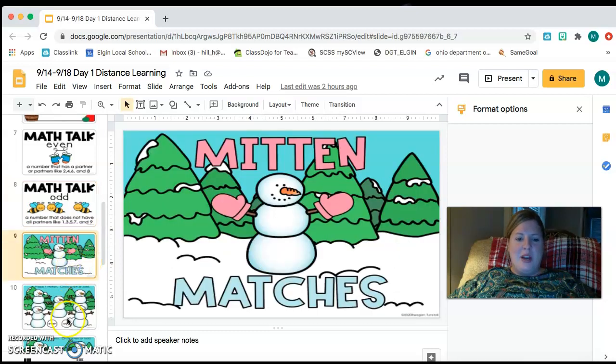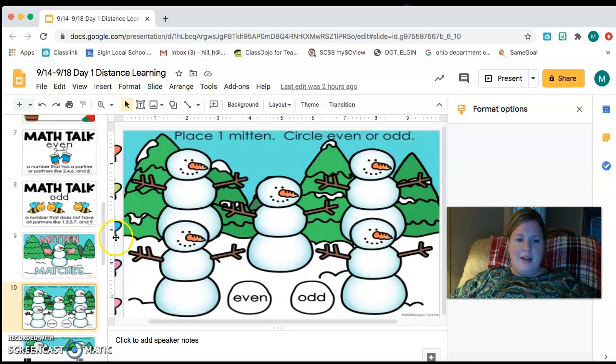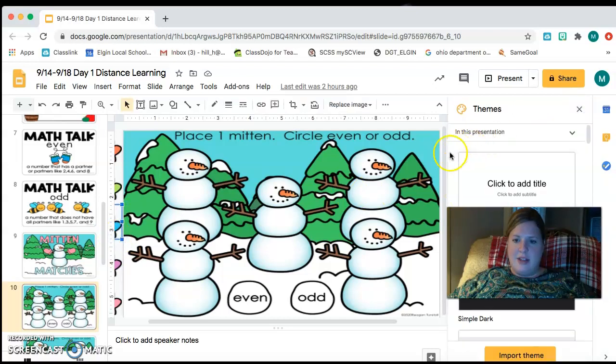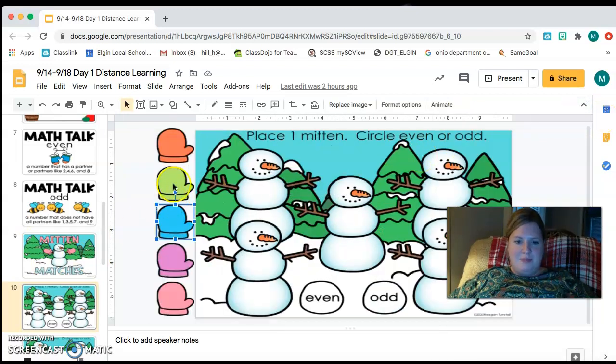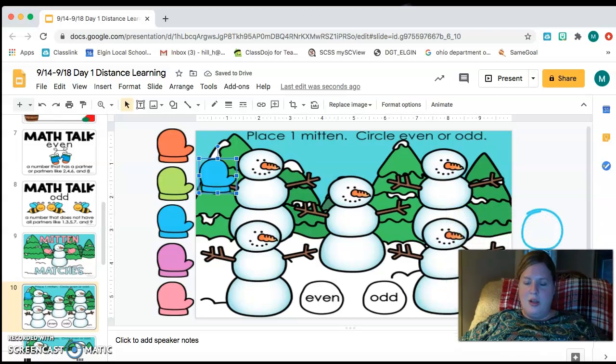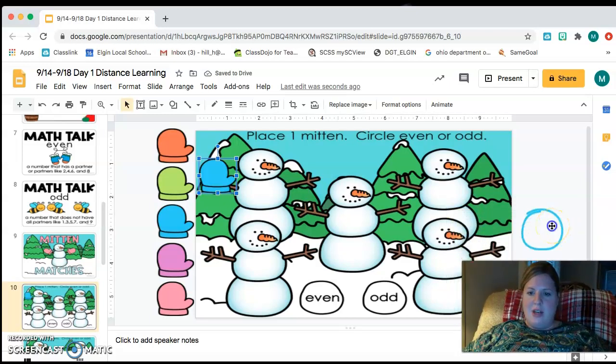So what you're going to be doing is matching up even and odd numbers. I want to move this so I can see everything. Okay, it says place one mitten, circle even or odd. So you're going to take one mitten and put it over the snowman, and then circle over here if it is even or odd. We said that number 1 is an odd number, so we're going to put the circle over odd, okay? That first one you don't have to do because I gave you an example of what to do, okay?